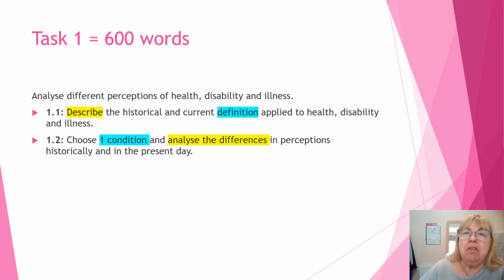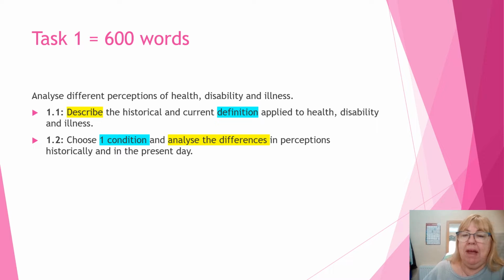Now, we looked at this in week 1. You need to think about those 3 words, health, disability and illness. What is the current definition of them? Has it changed? This is just a description. You don't need to do any evaluating. You just need to tell me about it. So what's changed over time? What's the approach? Is it different now to what it was? What's the history that you know of it?